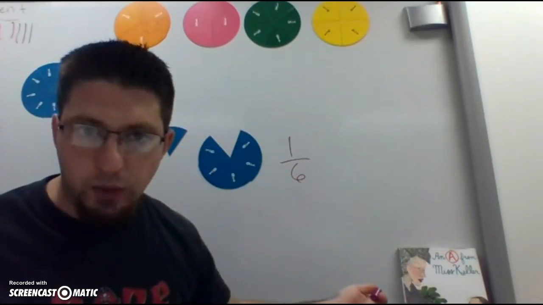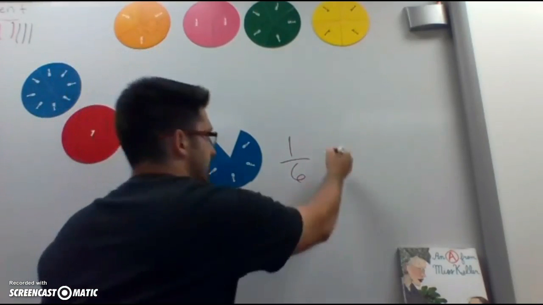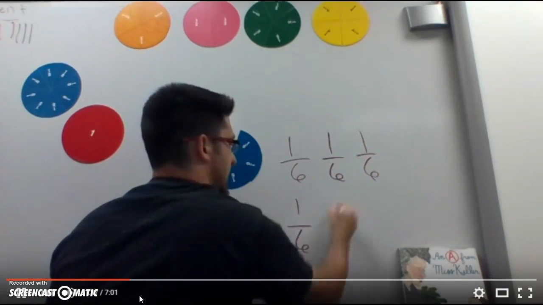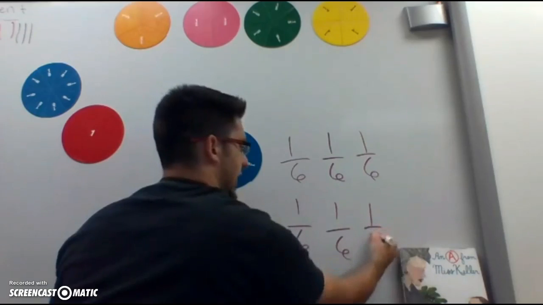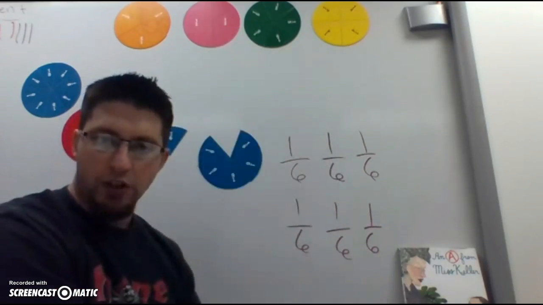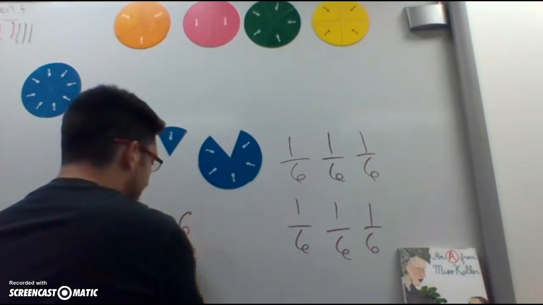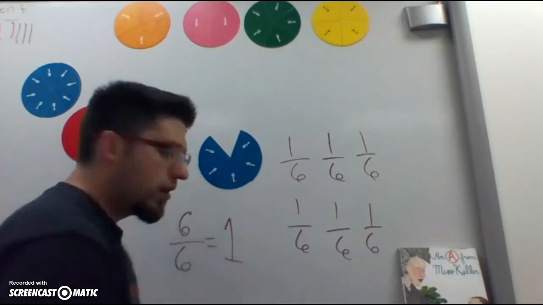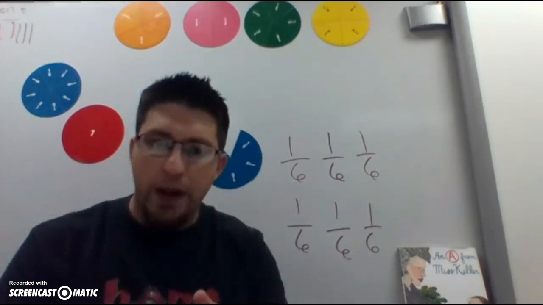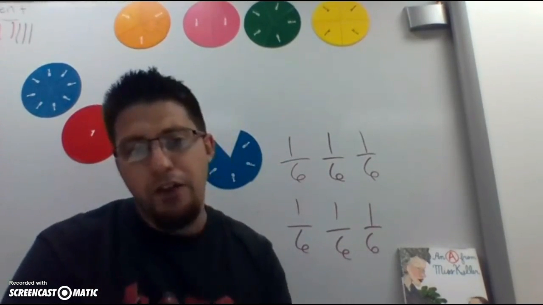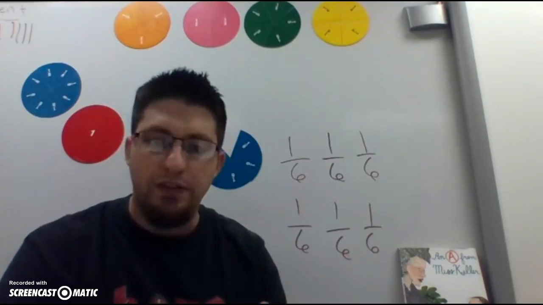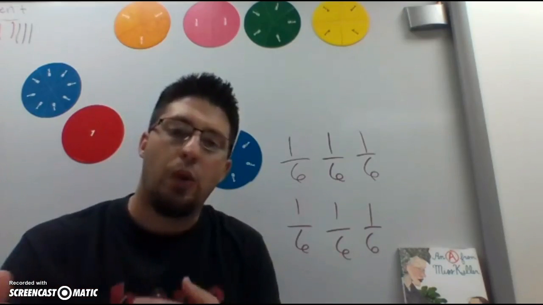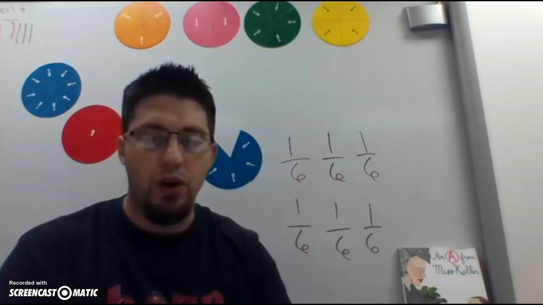Well, how many of those 1/6 do I have? Well, I have 6 of them. 1/6, 1/6, 1/6, 1/6, and 1/6. Well, if I add all those up, I get a total of 6 over 6, which equals 1 whole. So you just need to understand at this point that division and fractions have a relationship in the fact that a fraction just represents the division of equal parts of a whole. Okay, so don't overthink it.